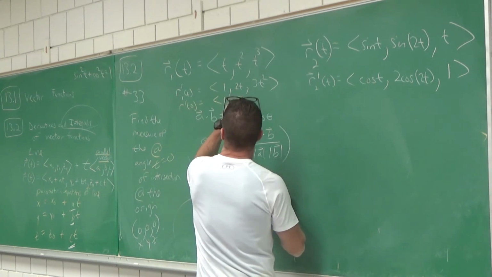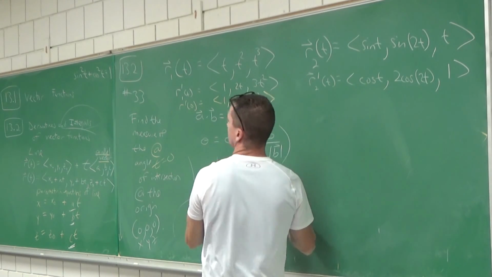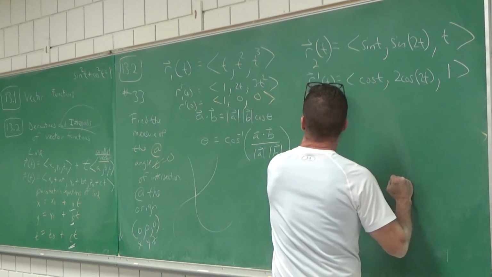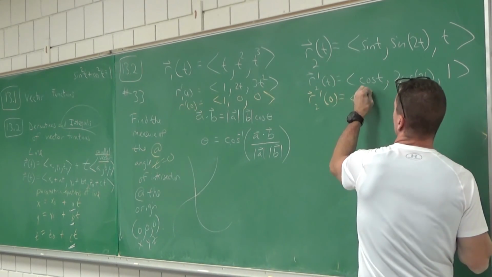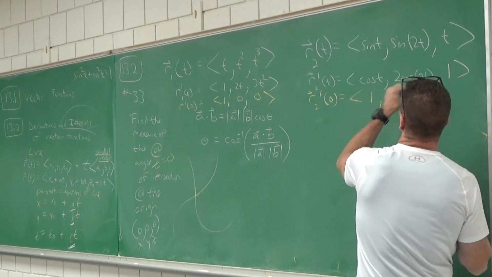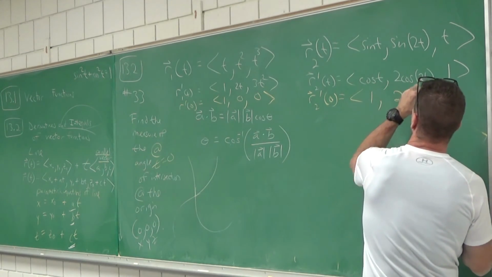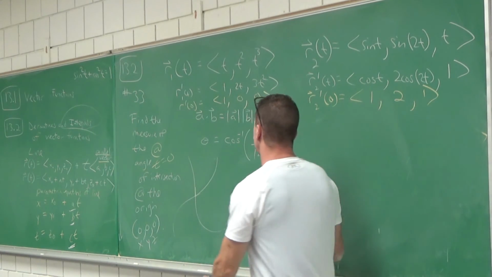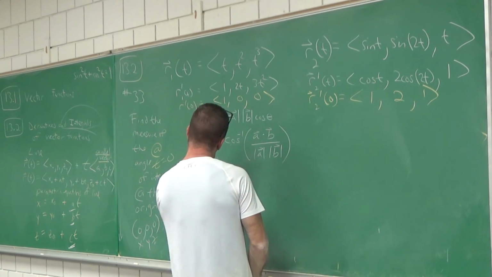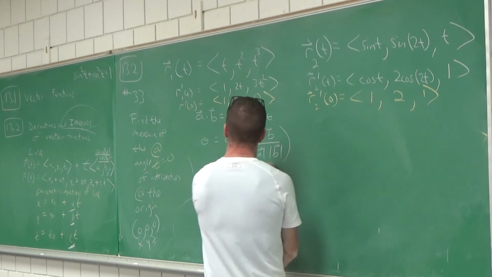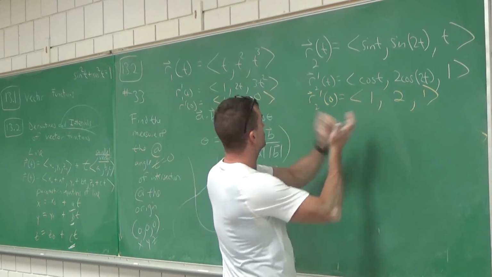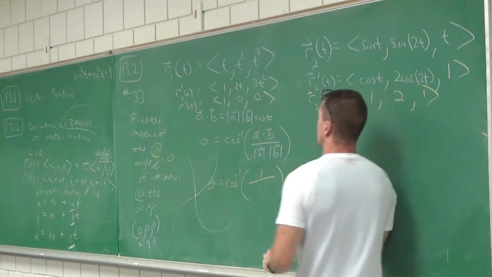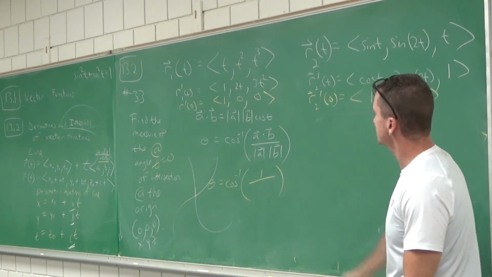That would be 1, 0, 0. What's R prime over here at 0? Here are our two vectors. What's cosine of 0? 2 times 1 is 2, and a 1. Just take A dot B, get the magnitudes, and we're going to have the angle. What's the dot product of these two vectors? 1 times 1 plus 0 times 2 plus 0 times 1 is 1.